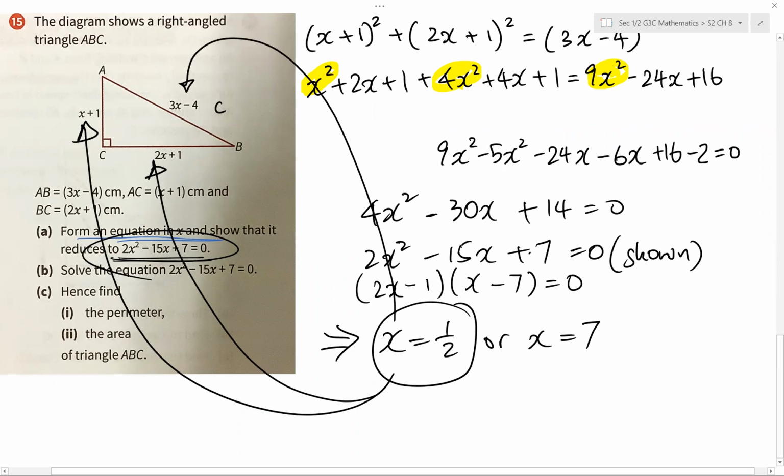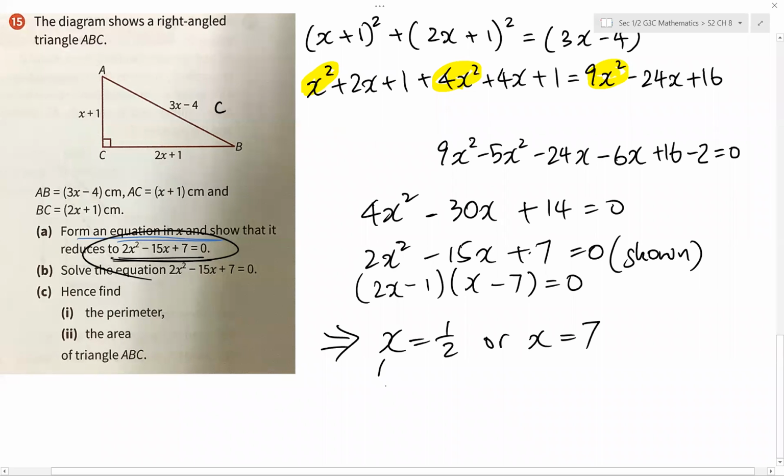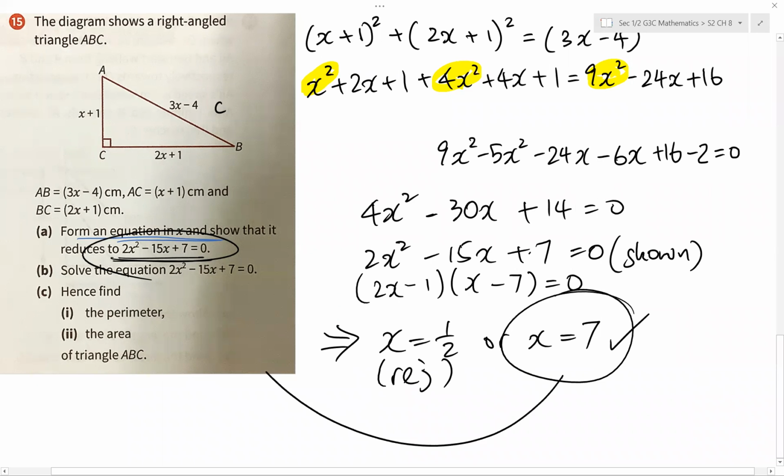3 times half is 3 over 2. 3 over 2 minus 4 is going to be a negative number. Therefore, it will not work. I cannot have a negative length. That's why we decide to reject. And this is our only answer. x equals to 7. Of course, do the same thing mentally, you can do it. Put here, put here, put here. You will all get positive. So yeah, it makes sense.